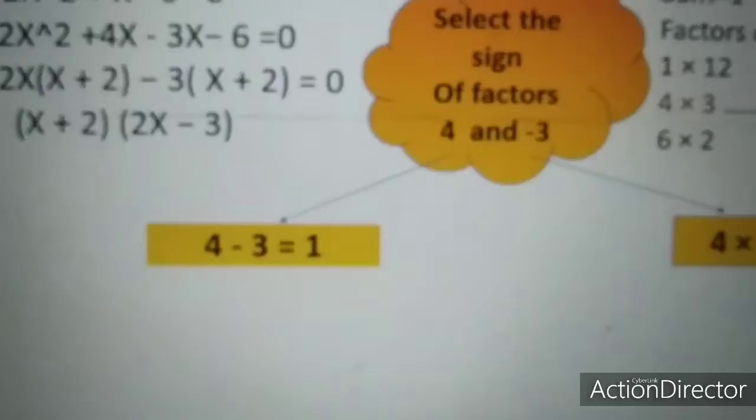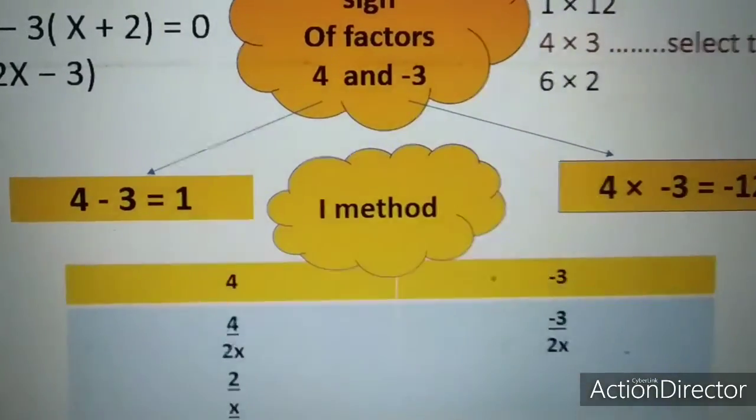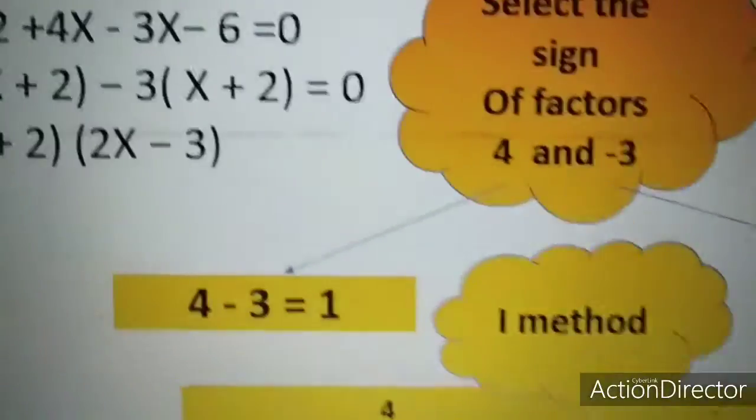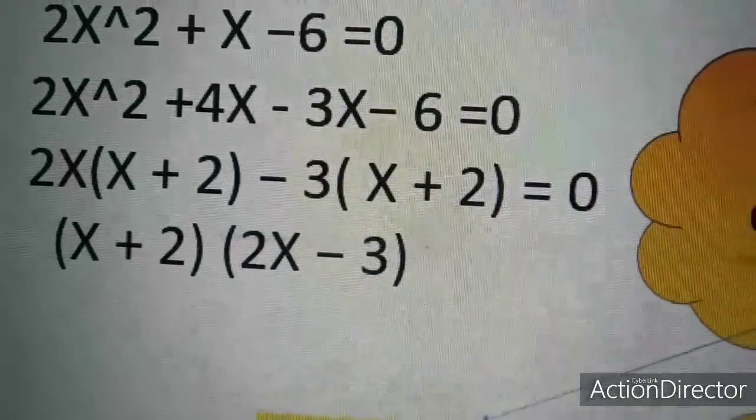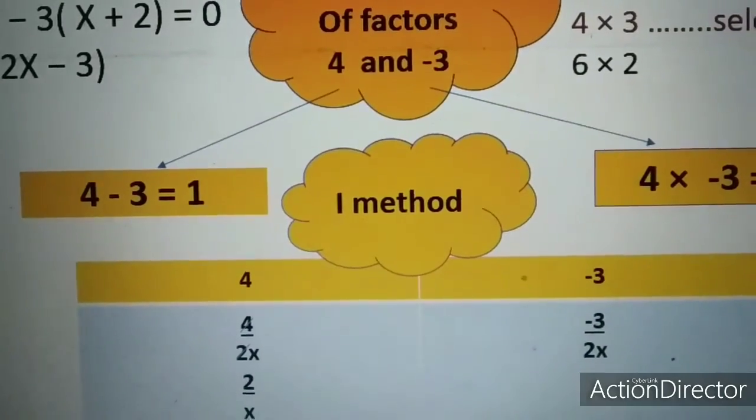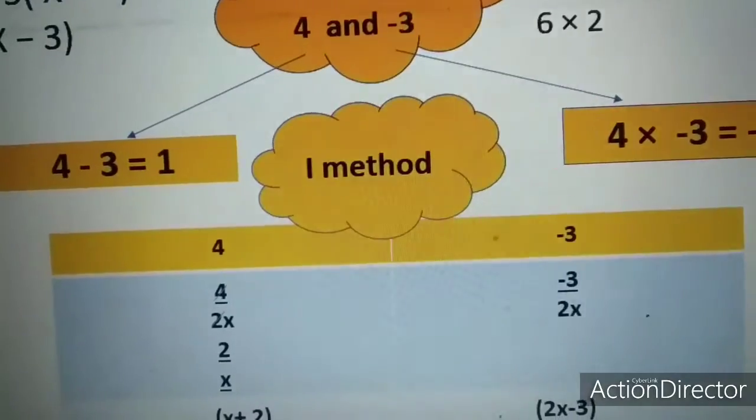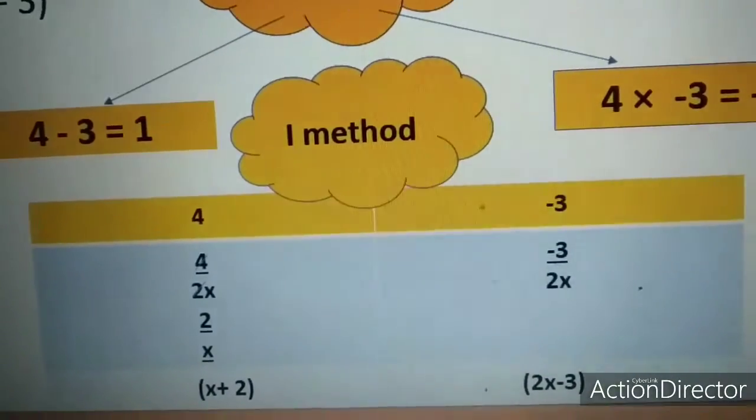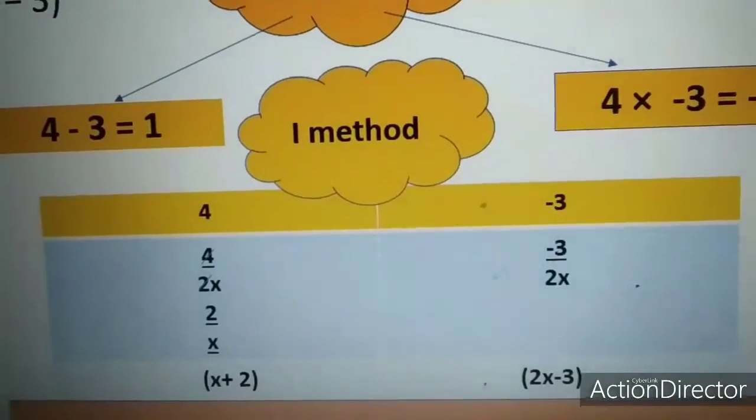So let us verify using the I method. So what is the I method? First I will be writing the two factors 4 and minus 3 and I will be dividing by the coefficient of x square, that is I can take 1x also and 2, that is I will be dividing it by 2x over here, that is the first term. So my answer will be, after cancelling, I am getting it as 2 upon x and here minus 3 upon 2x. So my answer will be x plus 2 and the second answer will be 2x minus 3.